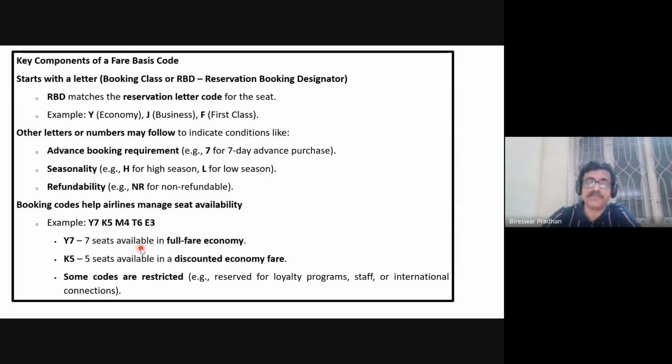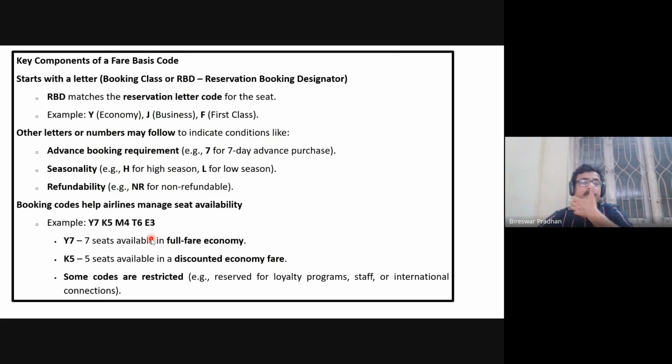Now key components of the fare basis. It starts with the letter booking class, RBD, that means reservation booking designator. It matches the reservation letter code for the seat. Example: Y for economy, J for business, and A for first class. Other letters or numbers may follow to indicate conditions like the advance booking requirement, 7 for 7-day advance purchase, seasonality, H for high season, L for low season, and refundability, N for non-refundable purchase.